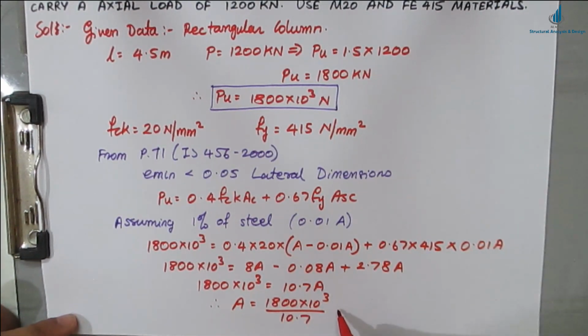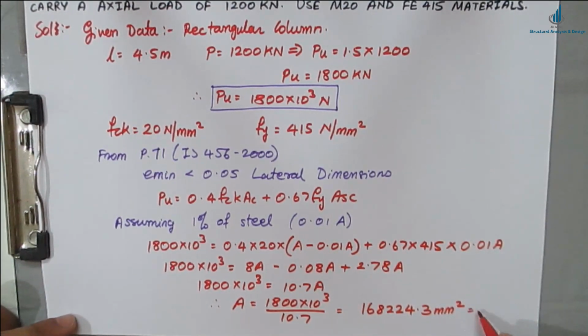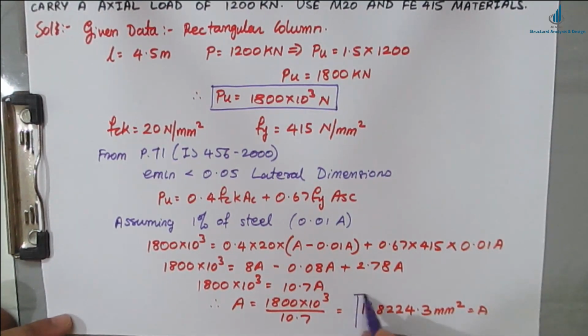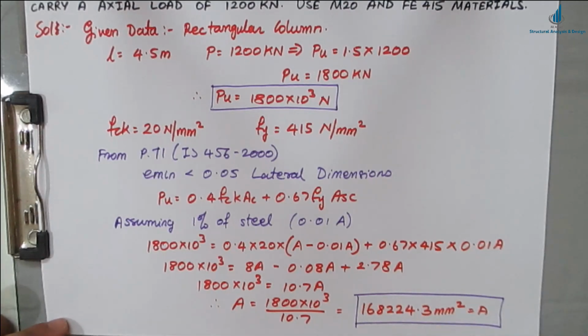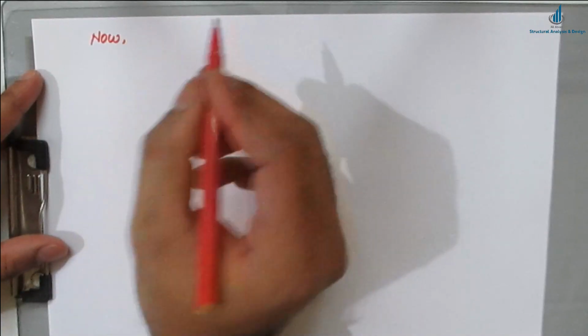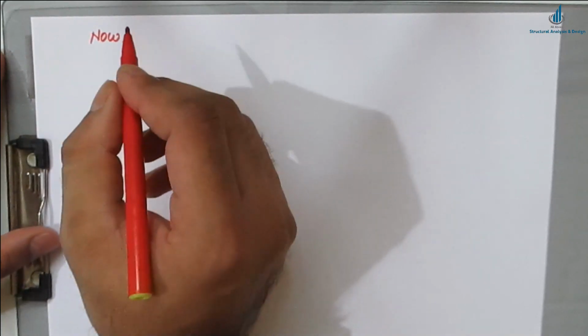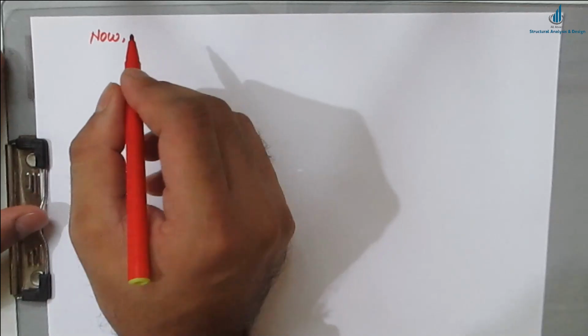So this you will be getting 168,224.3 mm square, which is equal to A. So you can just make a box for this area. So without knowing the dimensions of the column, you have calculated the area of the column. We don't know the dimensions of the column, so we have to fix up the dimensions B and D.